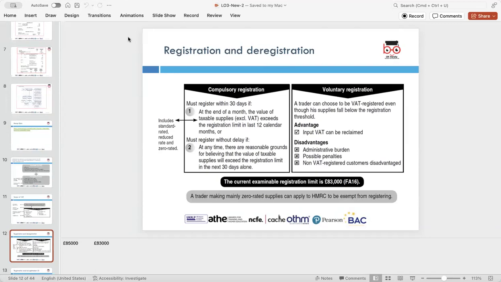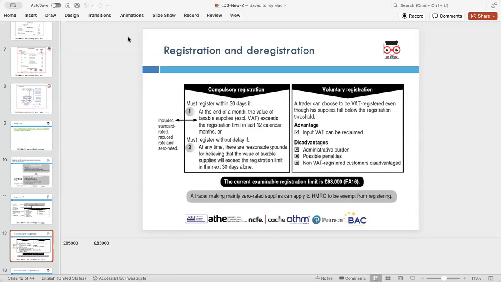VAT registration can be either compulsory or voluntary. Depending on certain criteria, businesses must register for VAT within 30 days if the value of their taxable supplies exceeds the registration threshold over a 12 month period. Alternatively, they must register immediately if there are reasonable grounds to believe that the value of taxable supplies will surpass the registration threshold in the next 30 days alone.